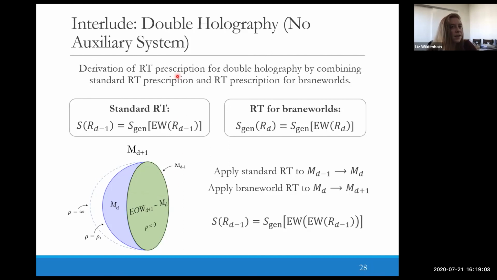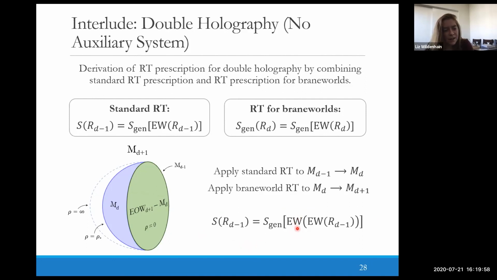So we can derive this by simply sequentially applying the two different RT prescriptions that apply at each level. So in the first level of single holography from the D minus one dimensional theory to the D dimensional theory, we can apply the standard RT prescription, which I've repeated here for reference. And then the D dimensional theory is a brane world, and there's an RT prescription that applies to brane worlds as well, which computes a generalized entropy given a region on the brane world. And we can apply that to the second layer of holography, going from the bulk dual to the doubly holographic bulk dual. And if we do that sequentially, we can combine the two prescriptions like so.